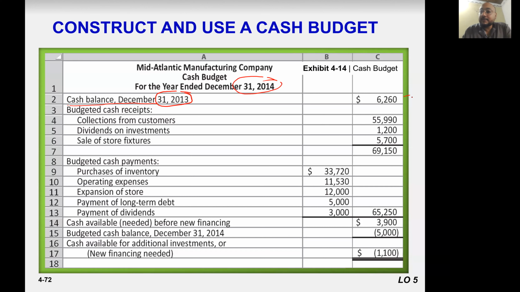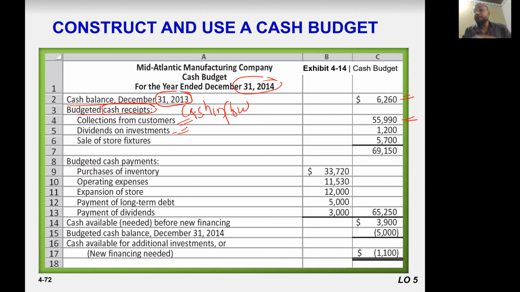Beginning balance is 6260. And remember, all the cash receipts that we will be receiving from inside the company, these are all the inflows, cash inflow, which means cash is coming into the business. So how is cash coming in? Number one, from cash sales, or when a customer pays us their amount. The collection from the customer.